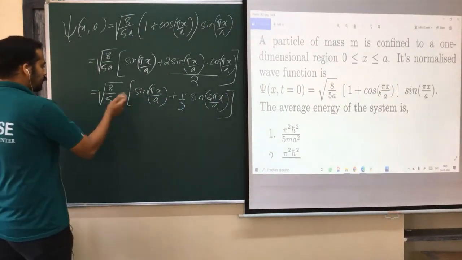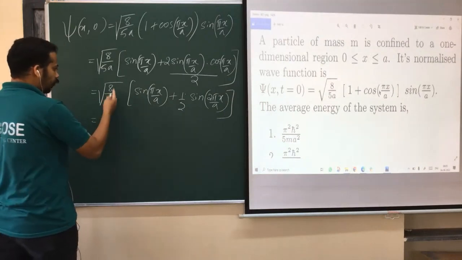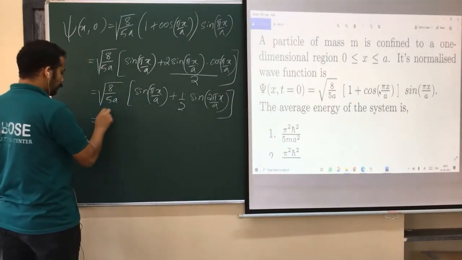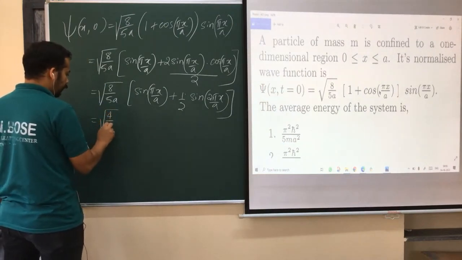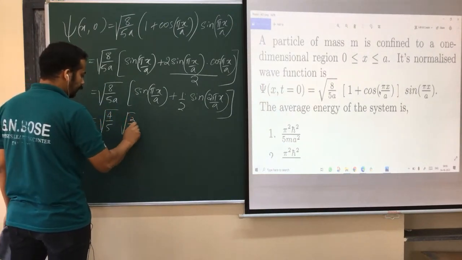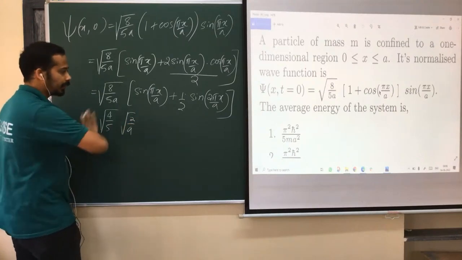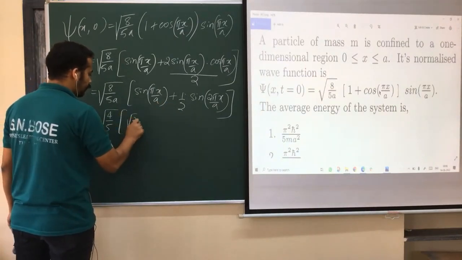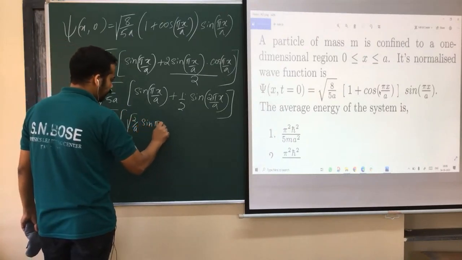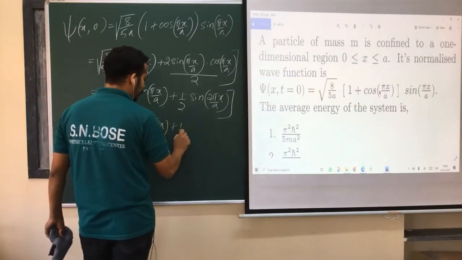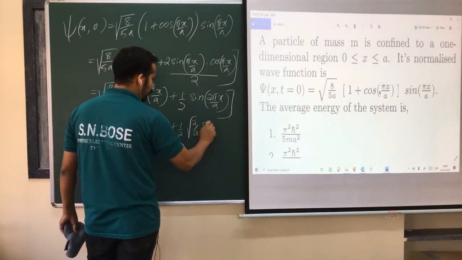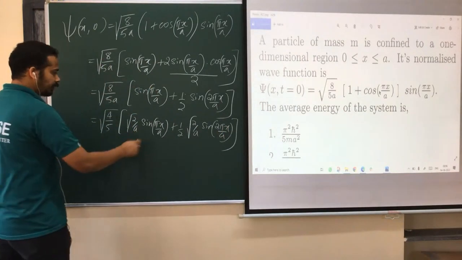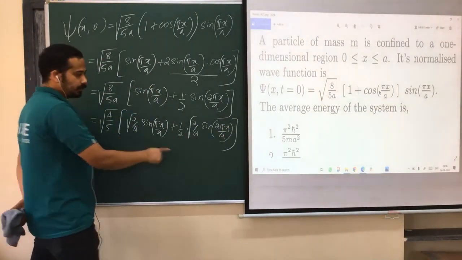Now you can think of some rearrangement. Again, I need root of 2 by a inside. So that's why I'm going to write root of 4 by 5 times root of 2 by a. Can I write it like this, so that I can take root of 2 by a inside? So if I take root of 2 by a inside, it is root of 2 by a sine pi x by a, plus half root of 2 by a sine 2 pi x by a. Now what is this one? This is psi 1, this one psi 2.